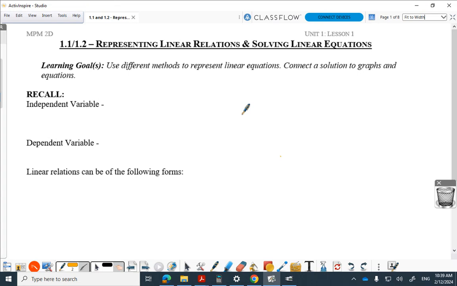February 12th. This is called 1.1/1.2. These two sections are small enough we can do them both on the same day. Hopefully, it's a lot of review, actually. A lot of stuff you've seen before, but we'll get started to our first chapter with this, representing linear relations and solving linear equations. Our goal for the day, our learning goal.